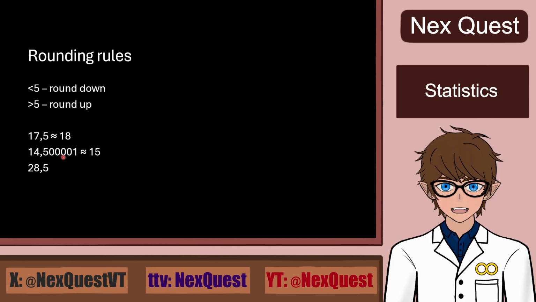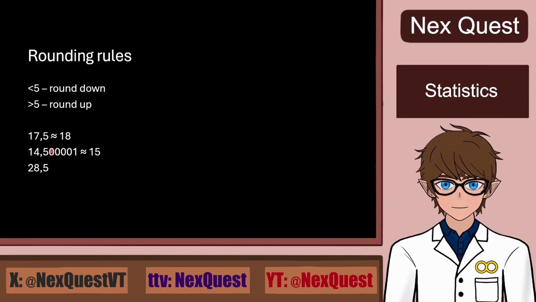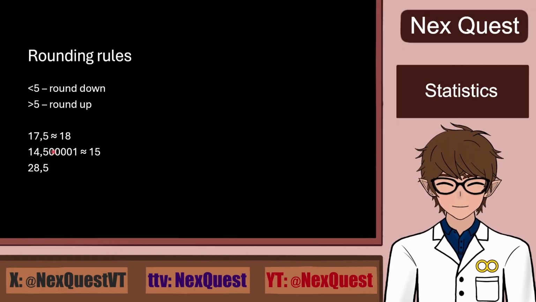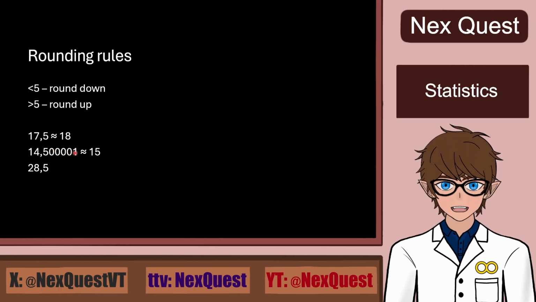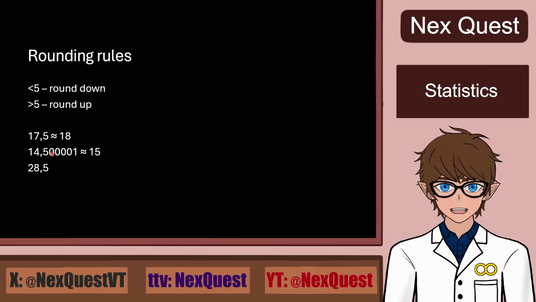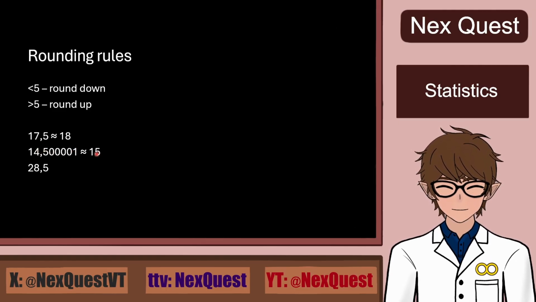Now we have 14.500001, and we have this 5 again, and now we check if there's anything after it. It is. It's 4 zeros and a 1. That's just enough for the value to be higher than exactly 0.5, which rounds it up to 15.